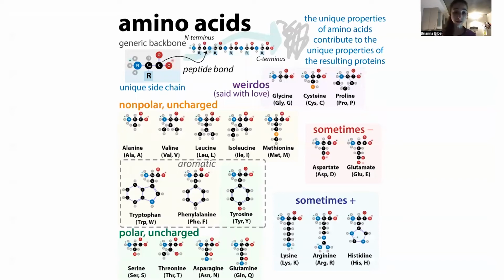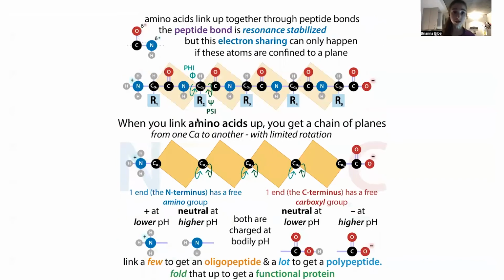So getting back to the amino acids and how they link together. As I mentioned, they link together through what we call peptide bonds using the amino group and the carboxylate group. One end is the N terminus, which has a free amino group. We call it the N terminus because the amino group has a nitrogen. On the other end, we have a carboxyl group, which we call the C terminus. Typically you're going to see the amino group be protonated and thus positively charged, and the carboxyl group be deprotonated and thus negatively charged.